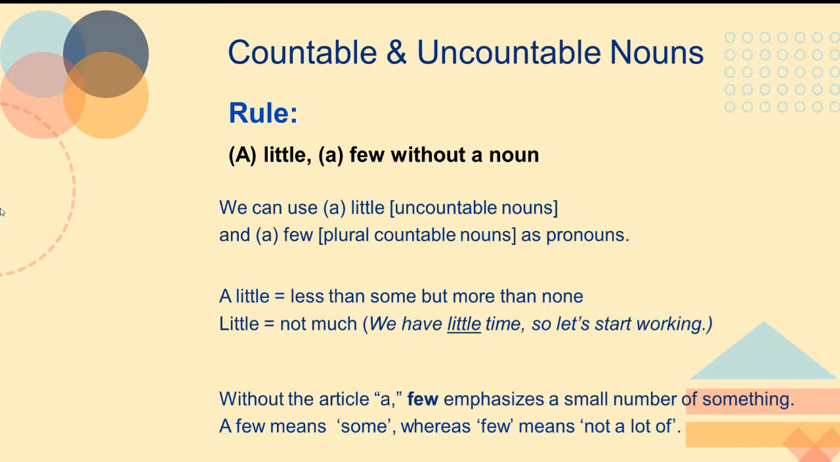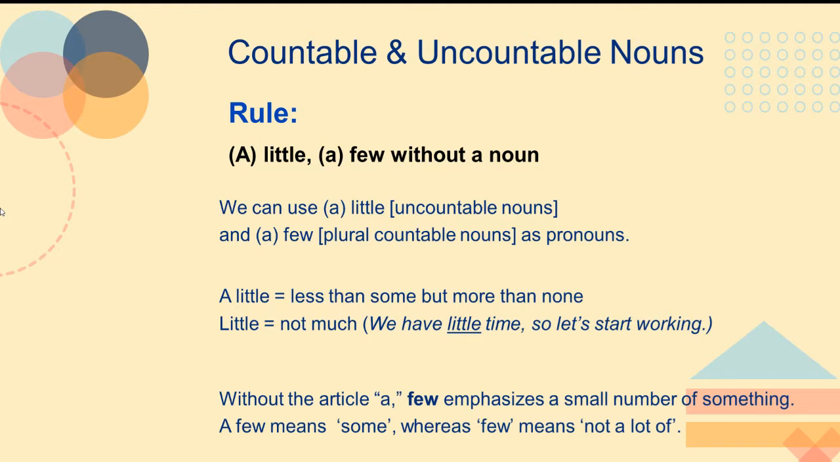Similarly, we use a little with uncountable nouns and a few with plural countable nouns. Now, you must be wondering, where should you use little and a little? We use little to show when something is not much. A little is used to show that something is very less, but at least it is not none. For example, we had little time and we had a little time.